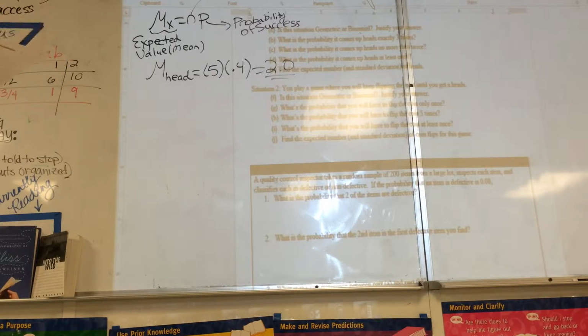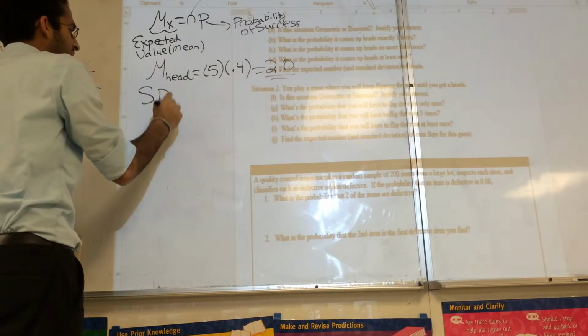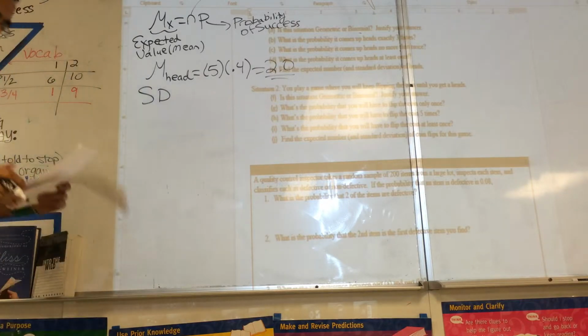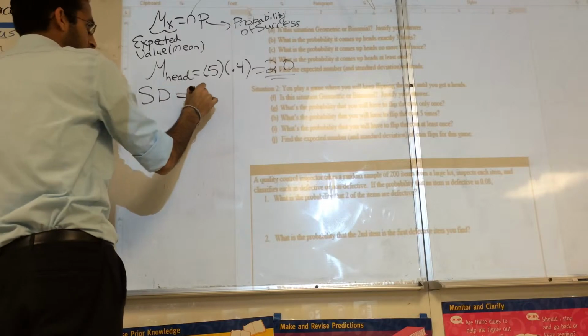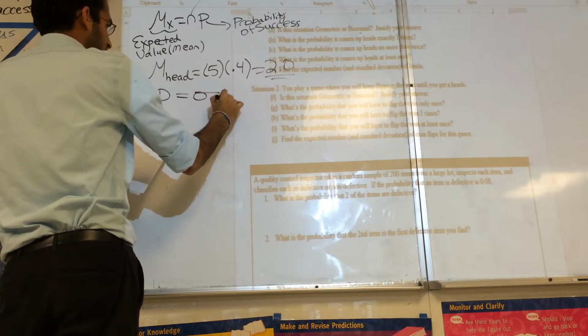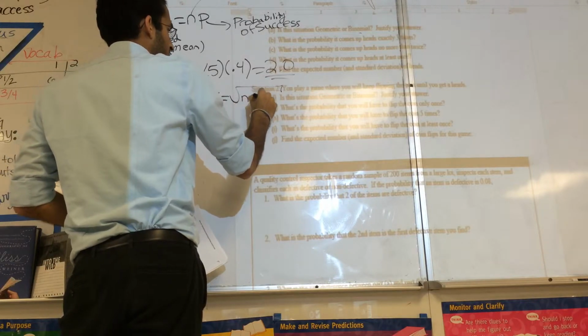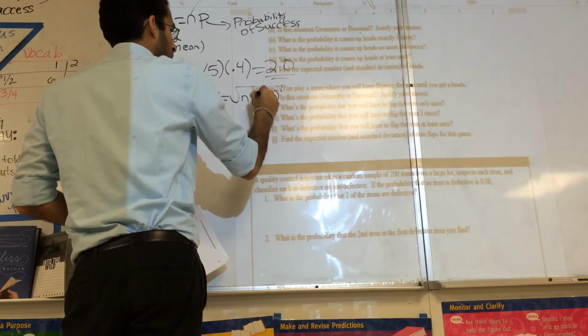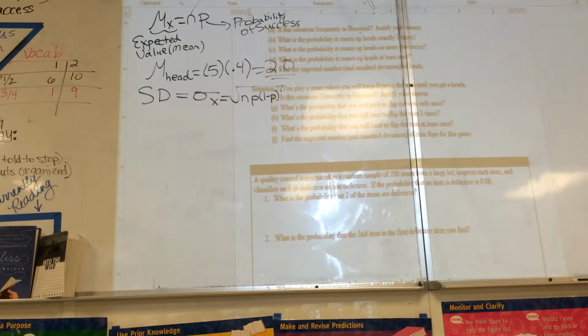So this will be the answer to 1E for the expected value. They also want the standard deviation. If you look right below, they give us the formula for standard deviation on our formula sheet. Standard deviation of x equals the square root of n times p times 1 minus p. This binomial will not be on the quiz tomorrow.